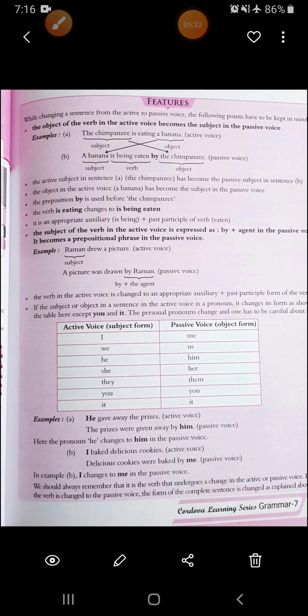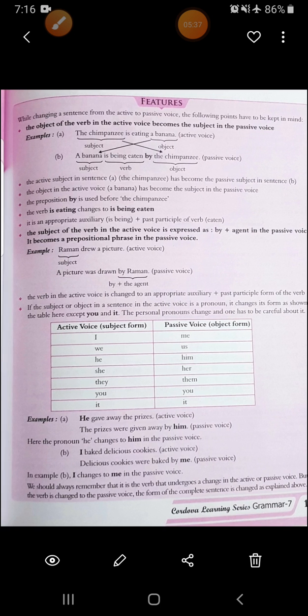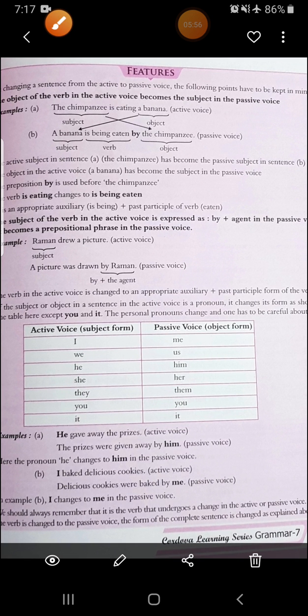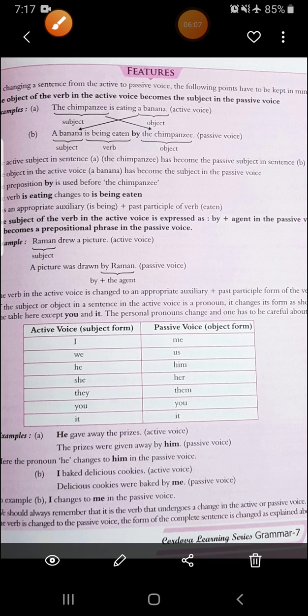See the first one. While changing a sentence from the active to passive voice, the following points have to be kept in mind. Now let's see what are the points that have to be kept in mind when we are changing a sentence from active to passive voice. Alright, now see, the object of the verb in the active voice becomes the subject in the passive voice. This is what we have seen. Now see with this example, the chimpanzee is eating a banana. Now here this is the object. Here it becomes your subject. Can you see it? Okay. So what is the answer in passive voice? A banana is being eaten by the chimpanzee.